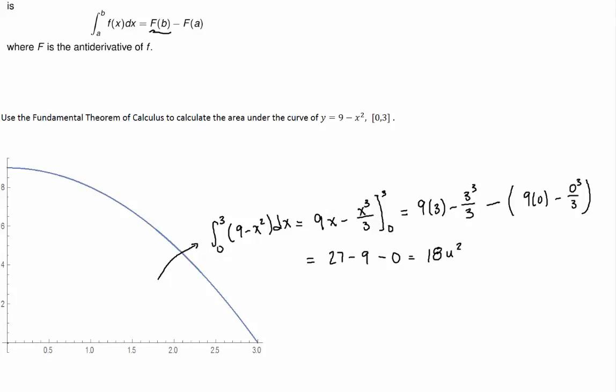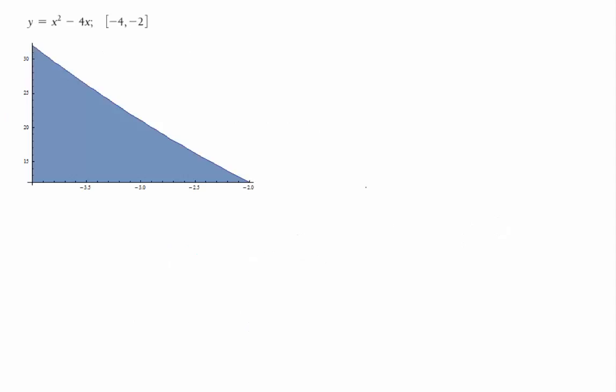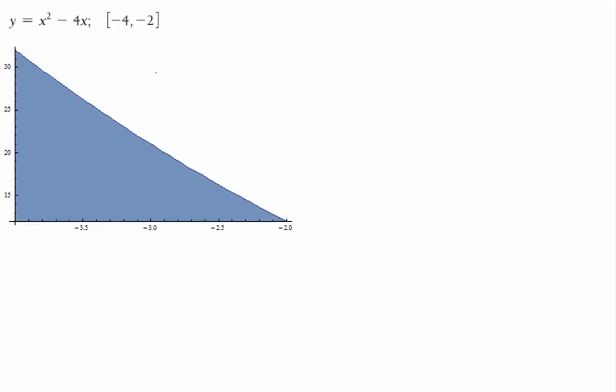Alright, let's do one more so that it all becomes clear. Let's say you have the function y equals x squared minus 4x between negative 4 and negative 2, and this would be the graph. You would be looking for this area right here. This area is just the definite integral between negative 4 and negative 2, using the left and right endpoints, of x squared minus 4x dx.